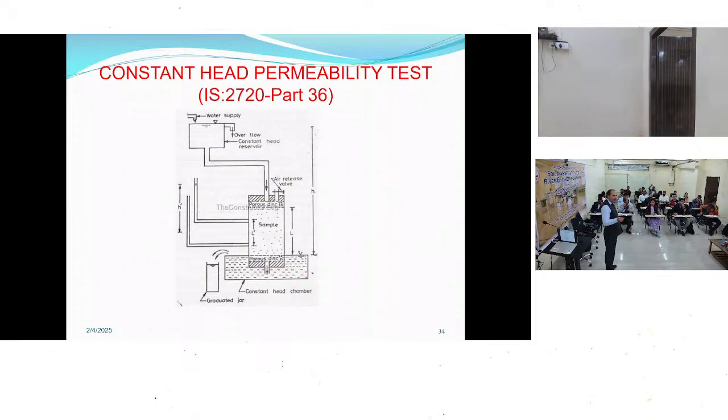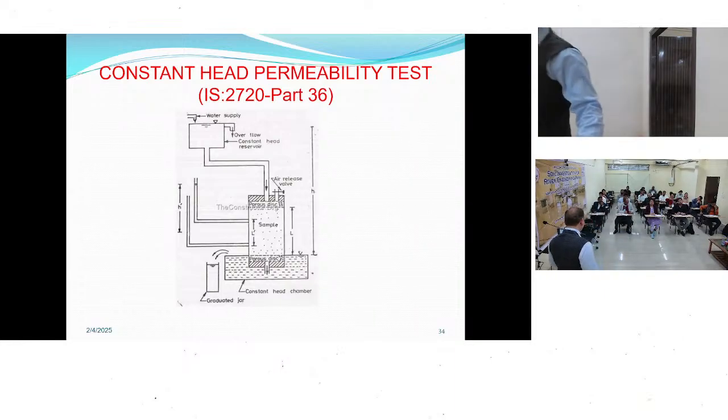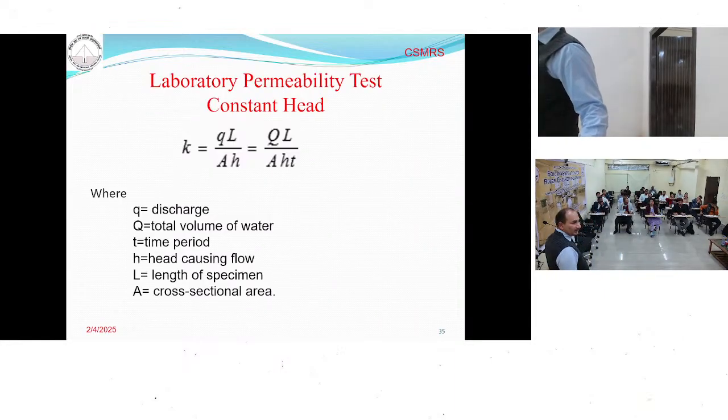In any time interval, suppose every 1 hour, we collect the water. Whatever water is coming through the specimen, we collect. Suppose in 1 hour, 2 hours, we have collected 1 liter, 2 liters. We determine the discharge rate, and depending on the discharge rate, we determine the permeability of the soil. So this is the formula: Q is the total discharge, and t is the time period, with the sample dimensions.